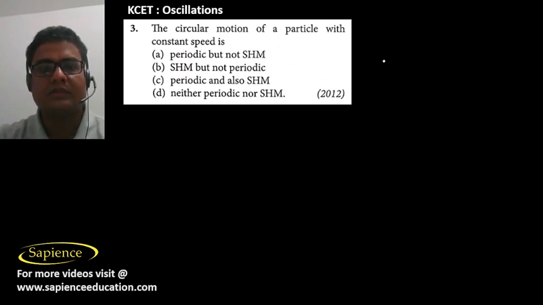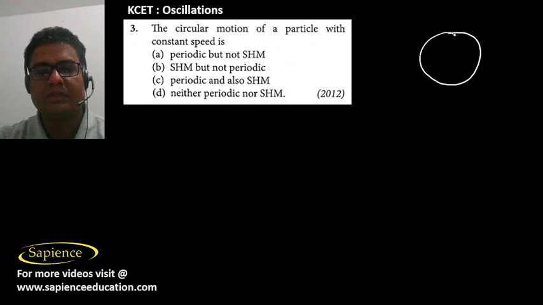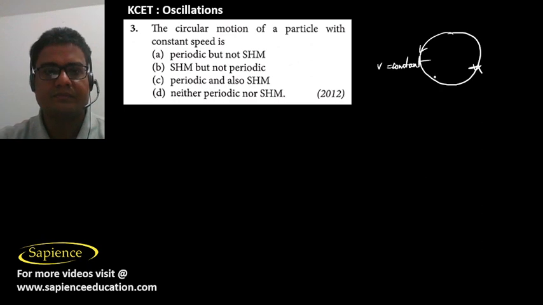Here it is told that the circular motion of a particle with constant speed v. So this speed v is constant. So it is a periodic motion but it is not SHM. So option A is the correct answer.